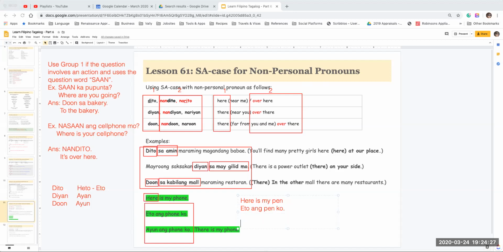What if you want to say, there is my pen? What would you say? Ang pen ko. Yes, that's it. Okay? What if you want to say, here is your phone? Your phone. Eto ang phone.